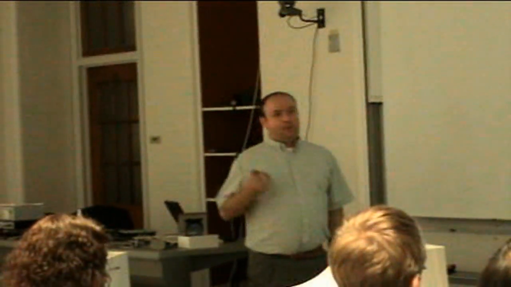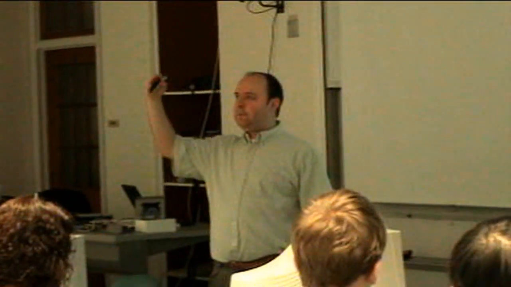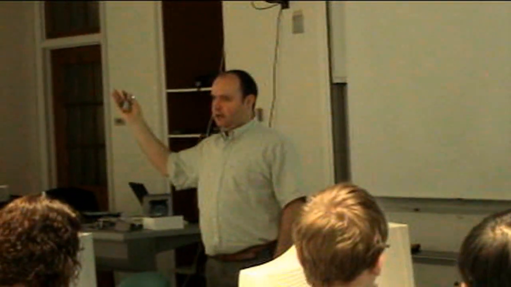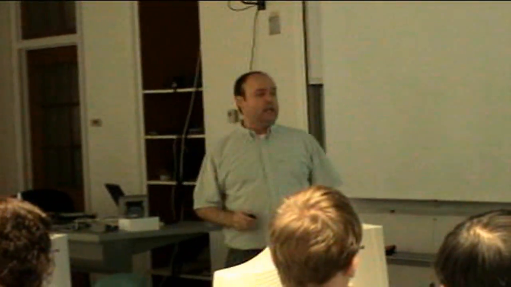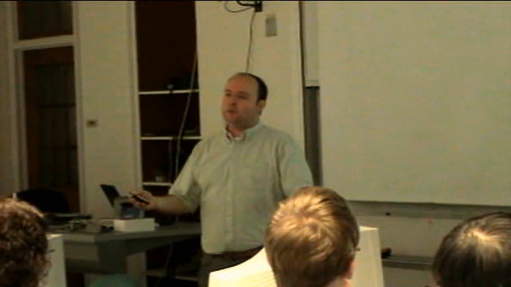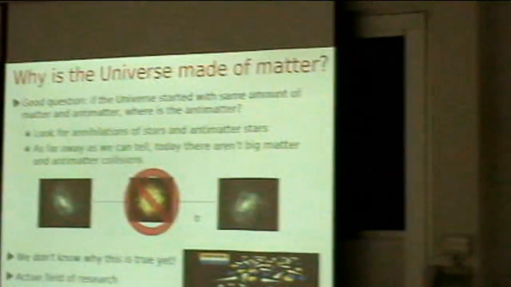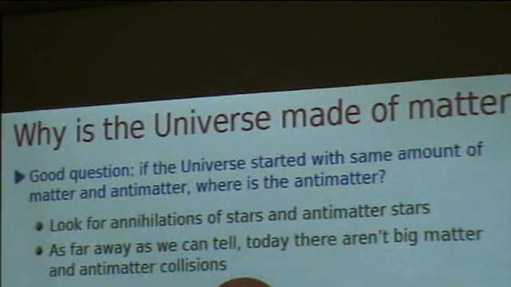Now the observation is that we're not made of antimatter, and if you look out there, you don't see planets or stars or galaxies made of antimatter. So the question is, where did all the antimatter go? It is a valid assumption to think that at the beginning of the universe there were equal amounts of matter and antimatter. So what happened to that antimatter? That's a very good question, and we still don't quite know the answer to that.